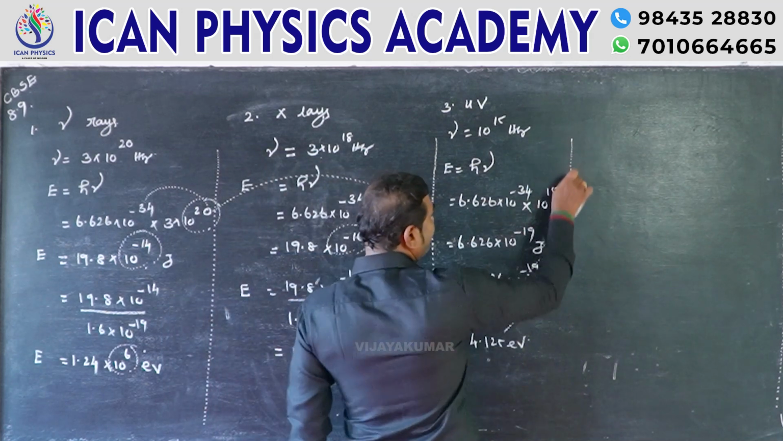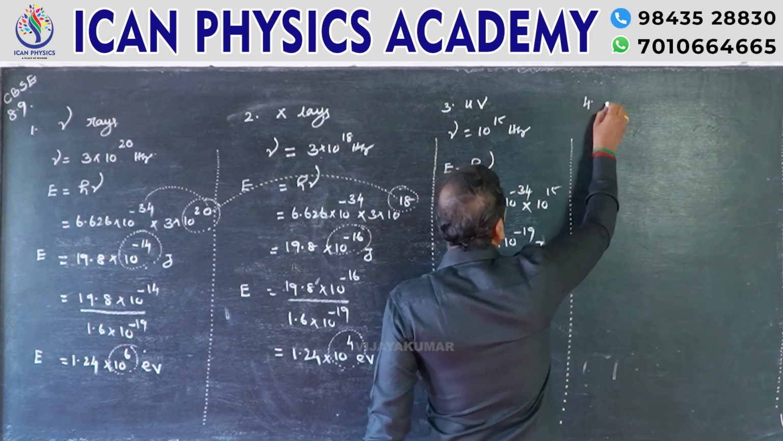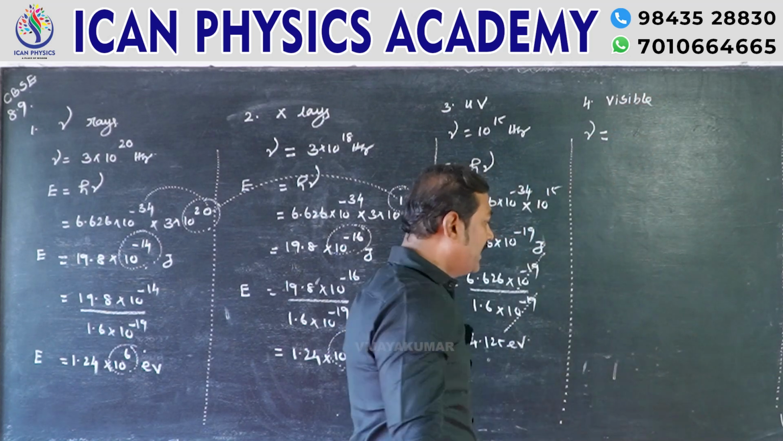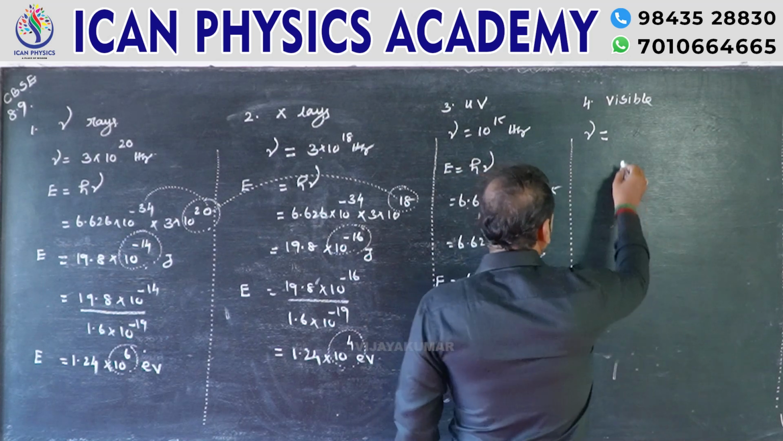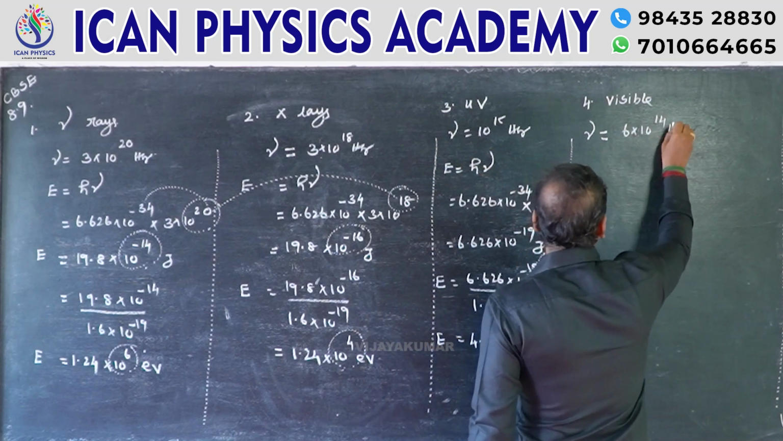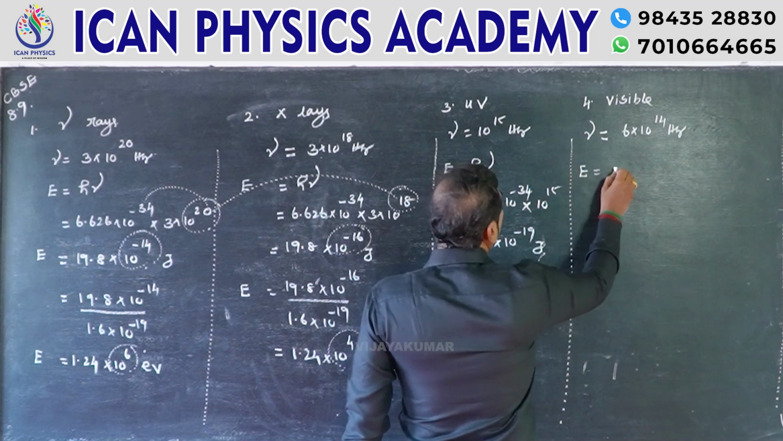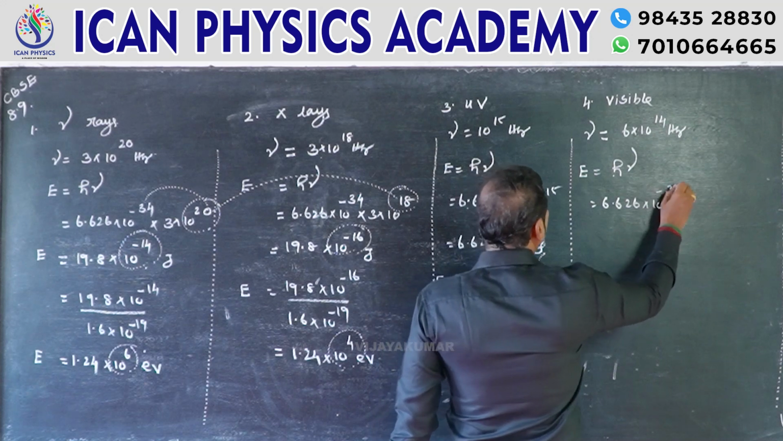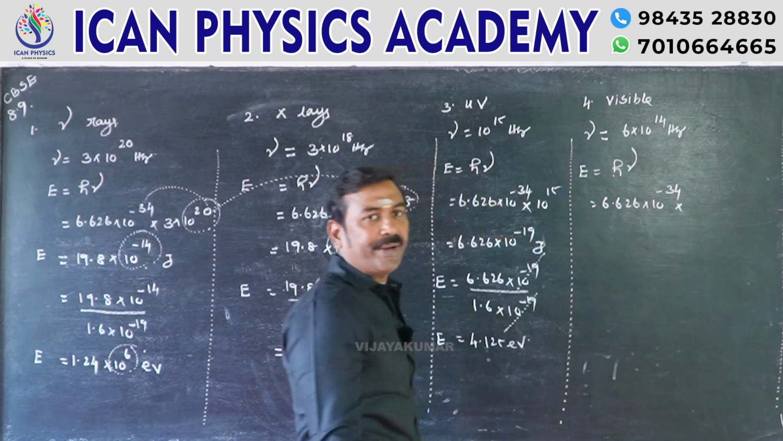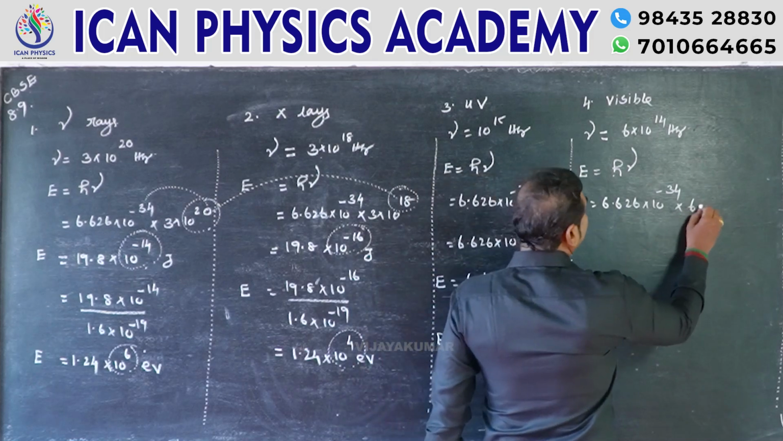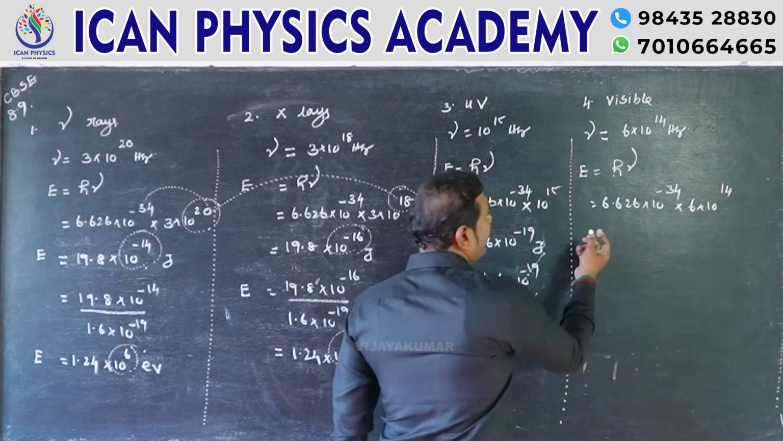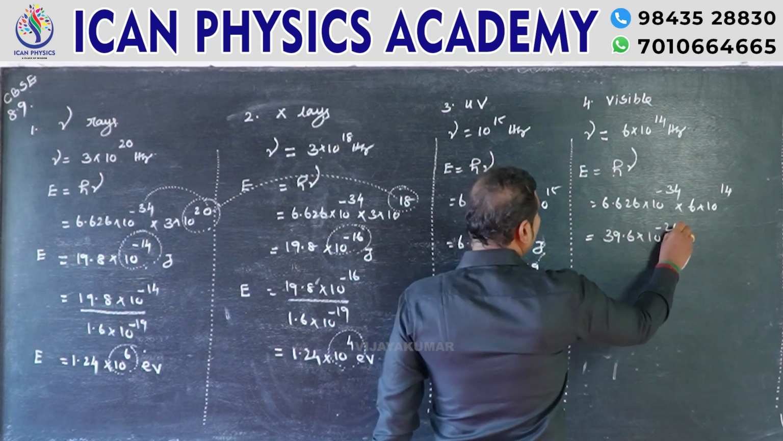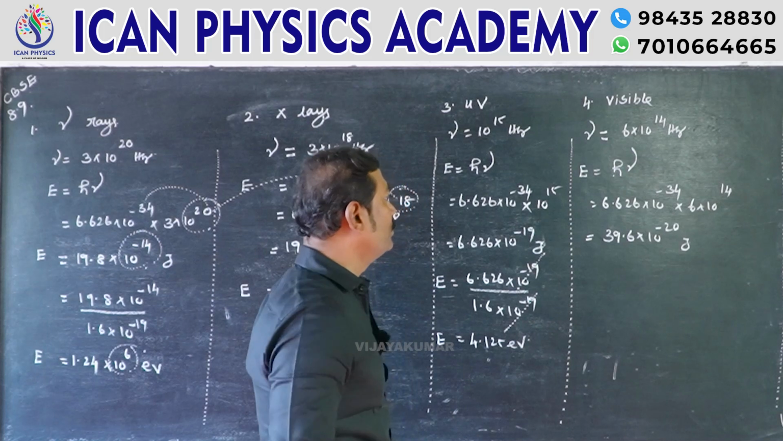So the next one is visible rays. Okay. So the fourth one is visible rays. So the frequency of visible rays is 6 into 10 to the power 14 hertz. Okay. So E equal to h mu. So what is h? 6.626 into 10 to the power minus 34 into frequency. So what is the value of frequency? 6 into 10 to the power 14. Okay. So when you are multiplying, then we can get 39.6 into 10 to the power minus 20, this much of joule.